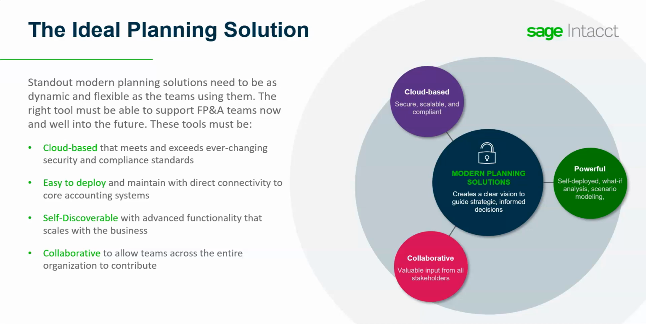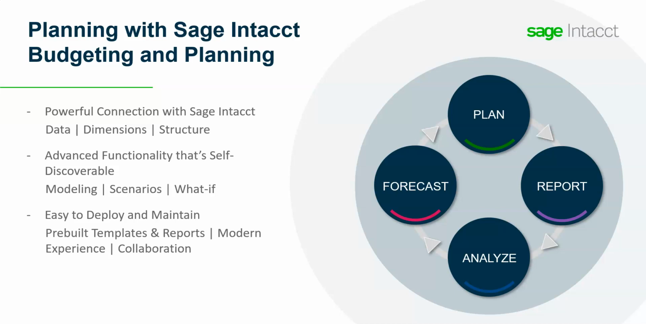Also on the modeling capabilities, having a system that can handle multiple scenarios, versions, and being able to easily run what-if scenarios to be able to make informed business decisions. And then, of course, collaborative. So being able to allow teams across the entire organization to input, report, really take accountability for their budget, and that being housed in a single source of truth with that collaboration built in. So for today, we'll be talking about planning within SIBP.